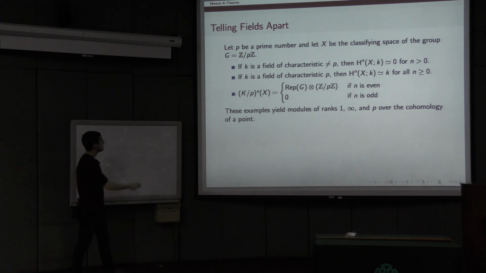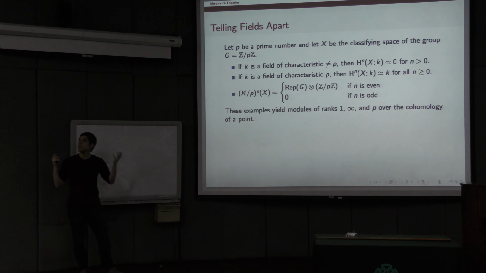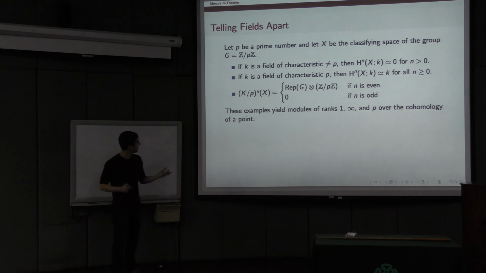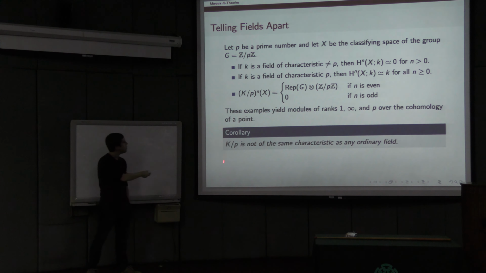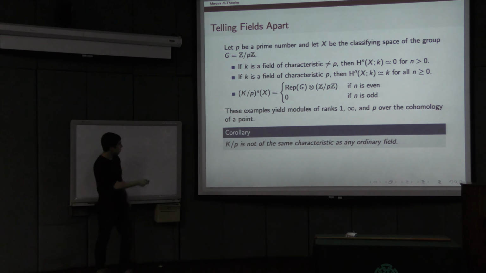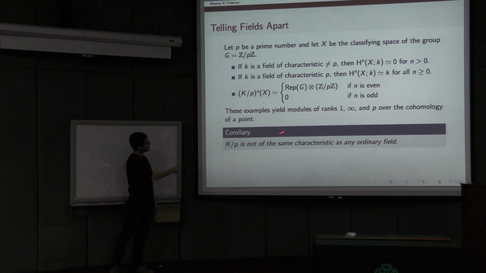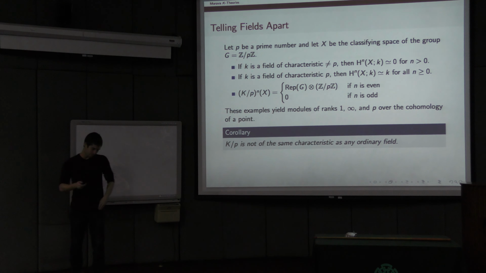And it's not hard to convince yourself that this means that these three cohomological fields are essentially different. They don't have the same characteristic in the sense of the previous slide. So in particular, that tells you this mod P K theory is something which is in some sense genuinely new. It's a cohomological field which is not of the same characteristic as any field that comes from algebra.